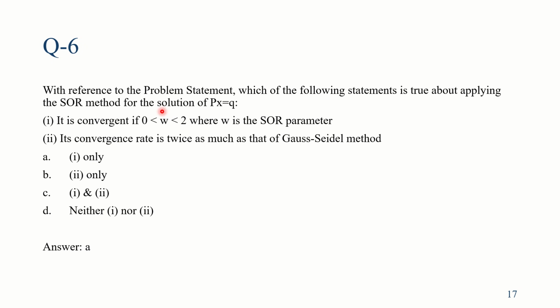Its convergence rate is twice as much as that of the Gauss-Seidel method is the false statement. Therefore, since we are asked to pick the true statement, we are going with option 1: it is convergent if omega is between 0 to 2, where omega is the SOR parameter.